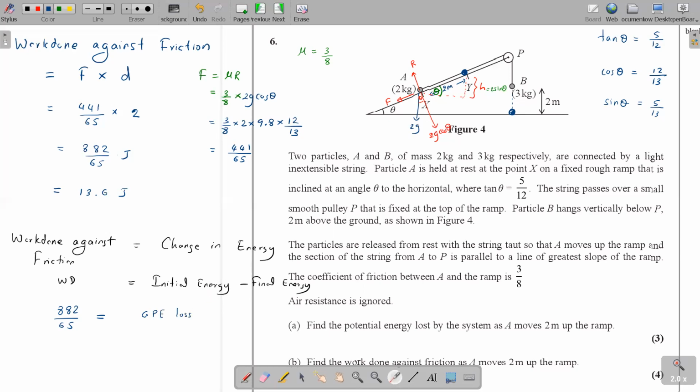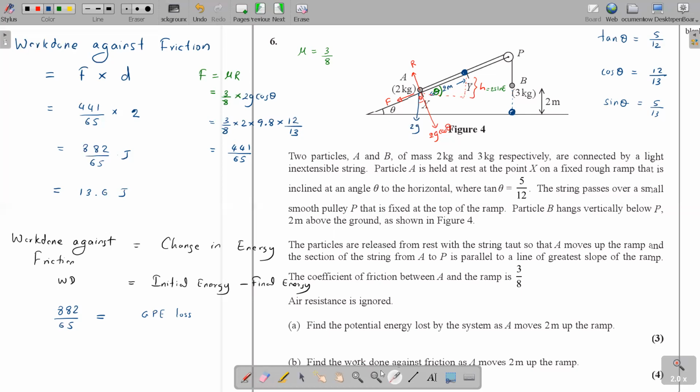Children, do you agree? Initial is the place where you start, final is the place where you went. So from start to end, A moves from this position to this position and B moves from this position to this position. During that process, you understand that you have a GPE loss, right? So the change in energy gives you a loss in GPE. Agree? If you consider GPE, it is a loss.